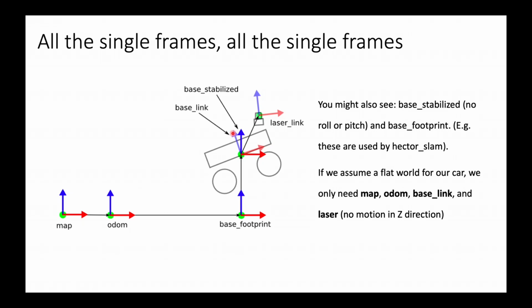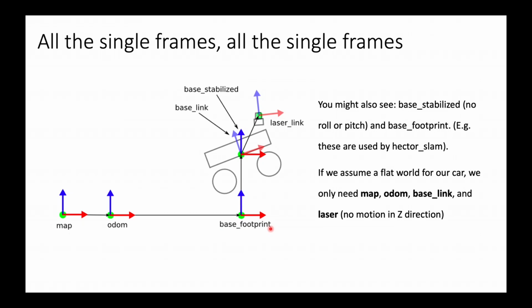But you can see how the orientation of the base link is tilted because the robot is also tilted. And so to circumvent these nuances, there is also something called base stabilized, which will always be parallel to the ground plane. And the projection, so if your car is in the air, or it's a monster truck making the jump on a ramp, which our car does not, you can project the base stabilized link onto the ground plane, and that's what is called the base footprint.